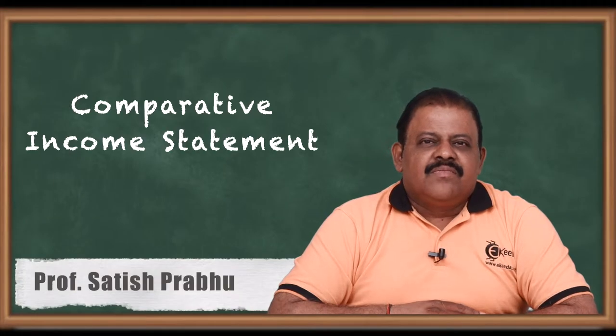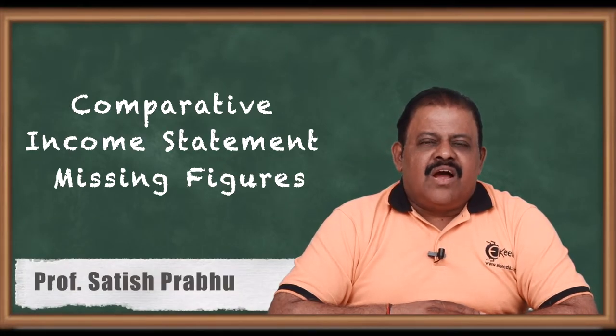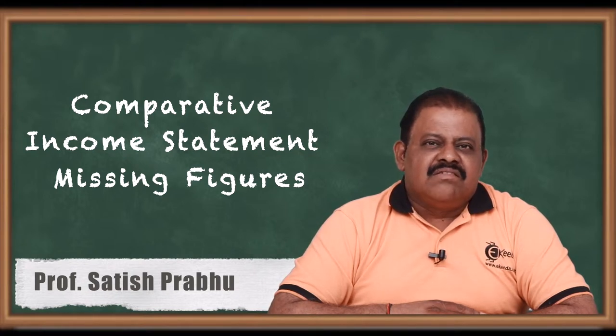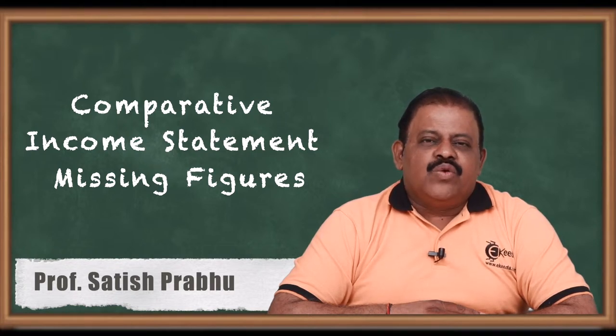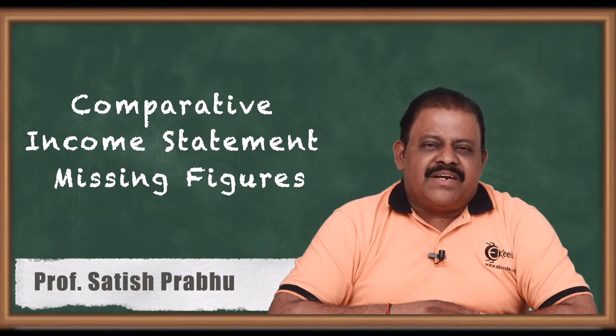Hello friends, let us learn how to do a comparative statement when some information is missing. That is, we are required to find it as a balancing figure. It is like solving crossword puzzles. Some details are given, some are missing. We are required to use the details given to complete the missing part of the statement.